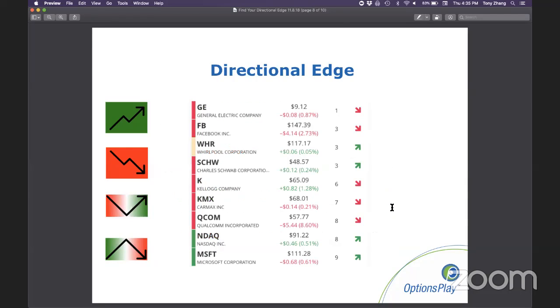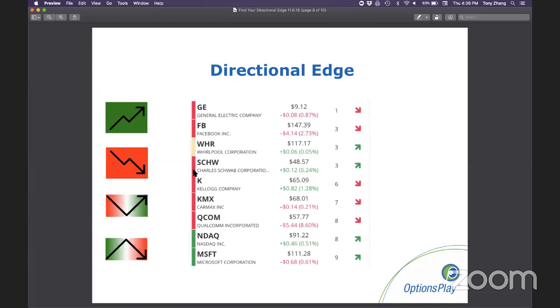So an example of this is perhaps Whirlpool or Charles Schwab. As you can see, they both have scores of 3, so weak relative strength. But notice that the arrow here is green, which is telling me that the short-term trend is bullish. And here for Whirlpool, the 6-month trend has turned neutral. For Charles Schwab, the 6-month trend is still bearish. So this is still in the early stages of potentially a bullish turnaround.